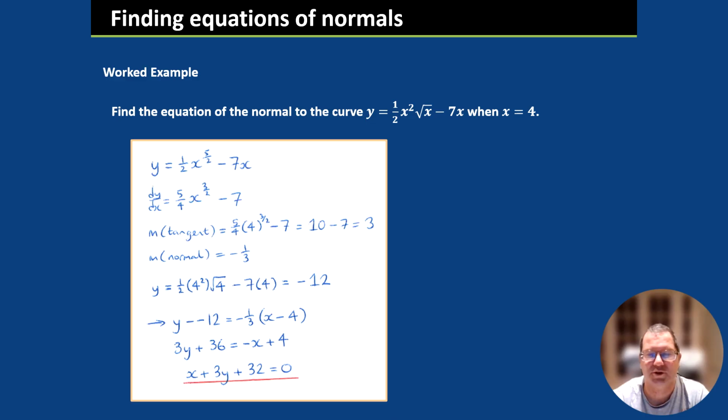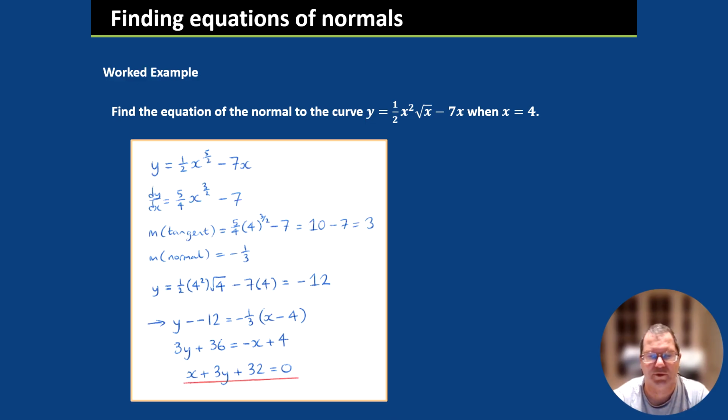The gradient of the tangent will be what you get for dy by dx when you substitute 4 into it, which is 3. But we need the normal gradient, which is therefore going to be negative a third. For the value of y, substituting 4 into the expression for y gives us half of 4 squared root 4 minus 7 fourths, which is equal to negative 12. And then substituting into our formula, y take away negative 12 is equal to negative a third x minus 4.